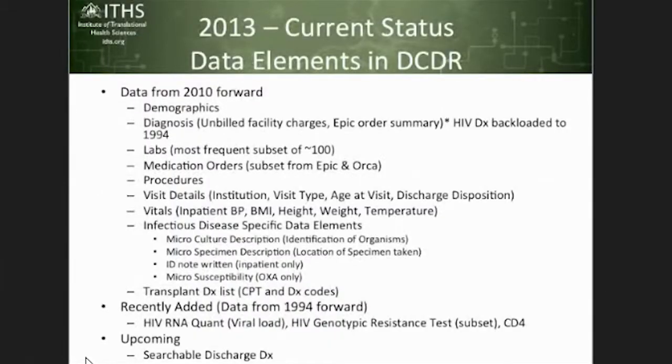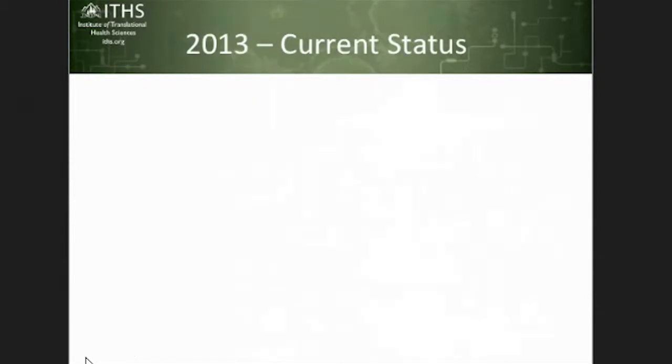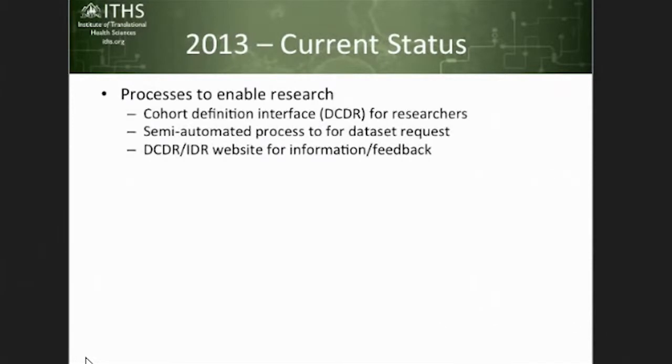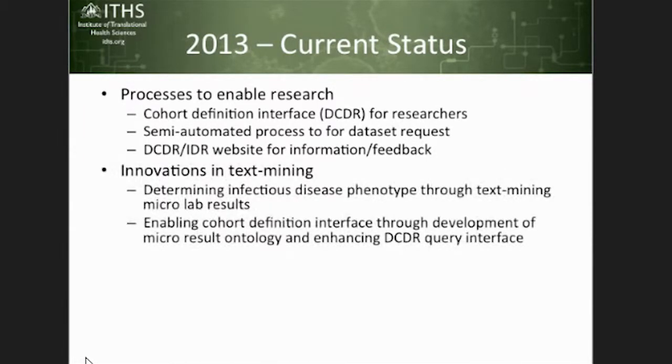So I'm just going to give you the current status. From the 3 lists, we have added this huge list of elements. If you want a copy, it's on the website. And we are continuing to add small modifications. The current status is that we have a process for researchers to identify cohorts on the interface. And we have a website for information and feedback, very generic and very low maintenance. And then a way to have people request data and return it semi-automatically, because it still involves us.